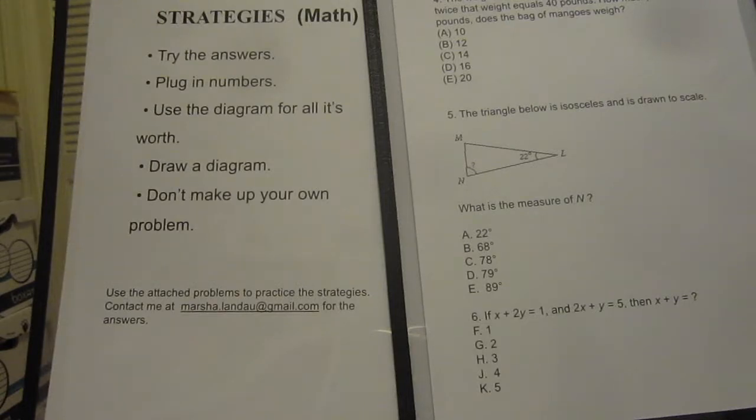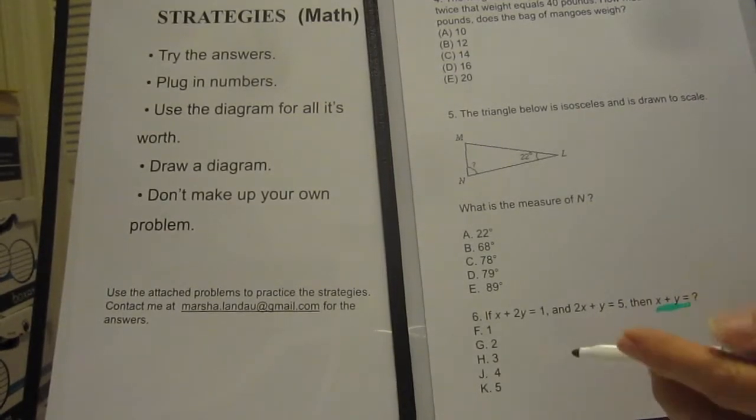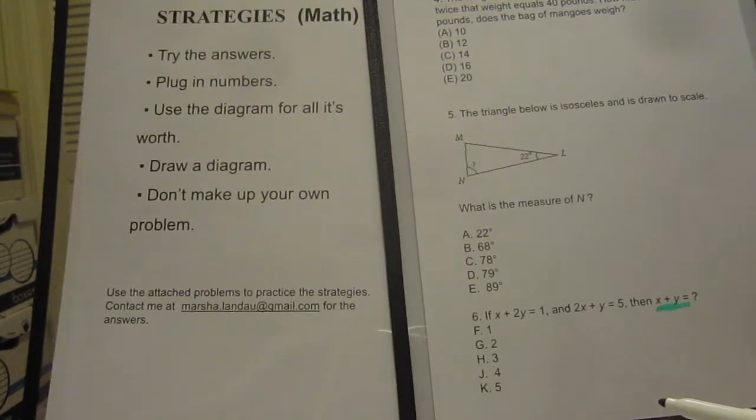Number 6 is an example where the strategy is don't make up your own problem. So it reads like a system of equations for you to solve, and I would urge you not to use that approach, but instead to focus on the question that's asked in the problem, which is to find x plus y. In other words, nobody asked you to find what x equals and what y equals. It's their sum that we're interested in.